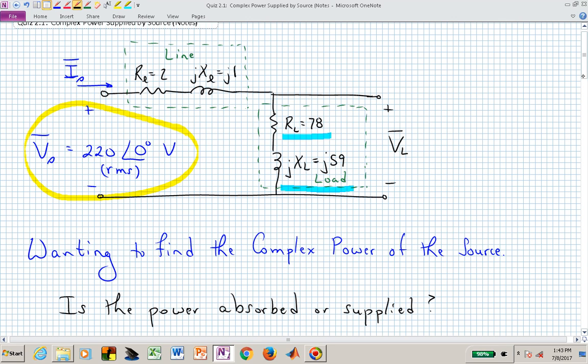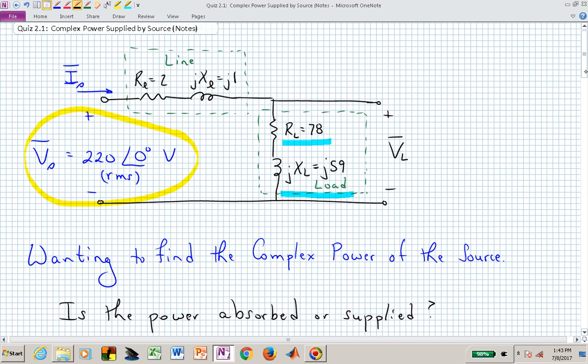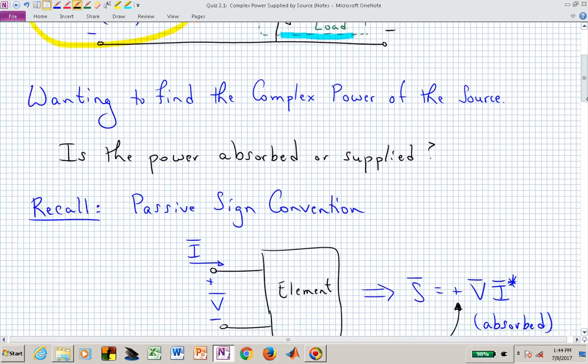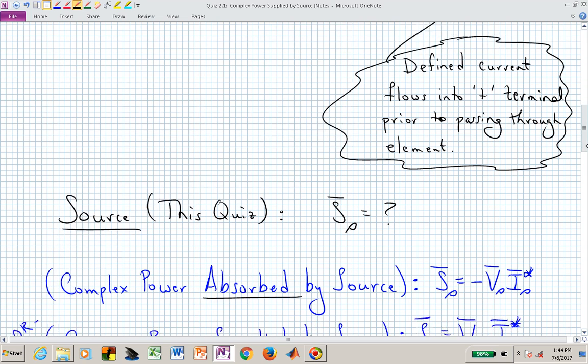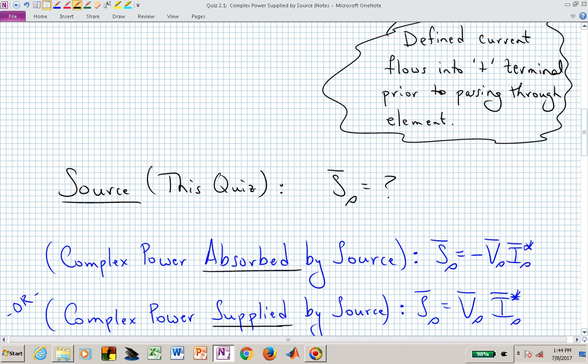The power absorbed by the source is actually a negative product of the voltage phasor times the complex conjugate of the current phasor. So in this particular case, we could say the complex power absorbed by the source is minus V sub S bar I sub S bar star. Or if we don't like that negative sign, we could reword it and say that the complex power supplied by the source, in fact, the way that we've labeled the voltage and the current, will be the positive value of V sub S times I sub S star.